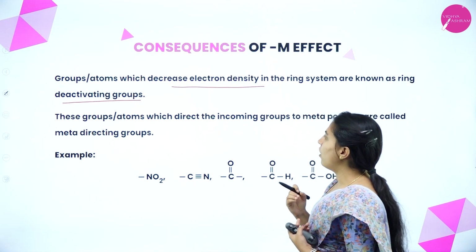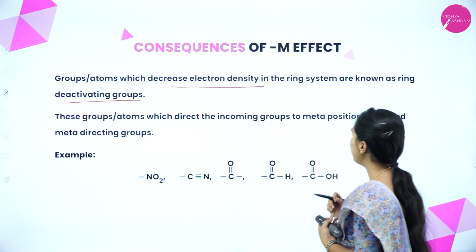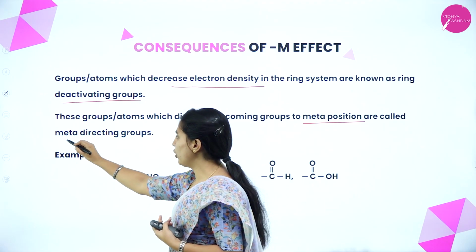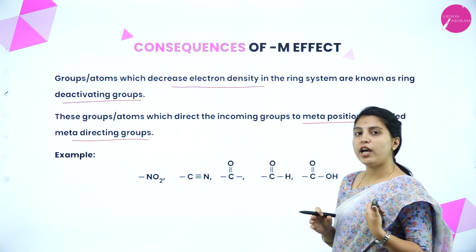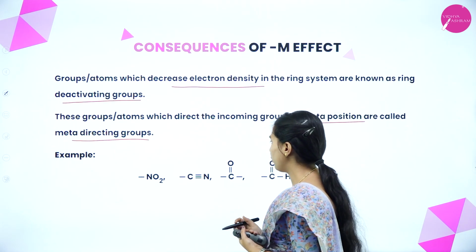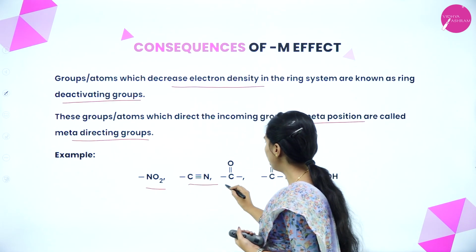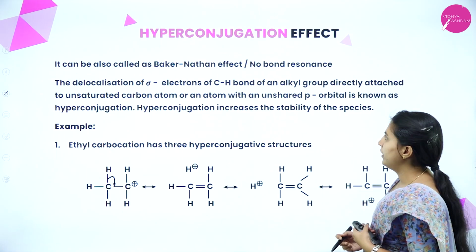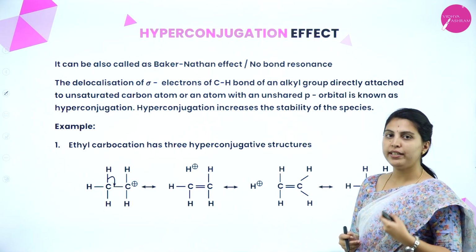These groups or atoms which direct the incoming groups to meta position are called meta-directing groups. Plus M, it will be ortho or para-directing groups. In the minus M, it will be meta-directing groups. That is nitro, cyano, ketone, carboxylic and aldehyde. Next is hyperconjugation effect.